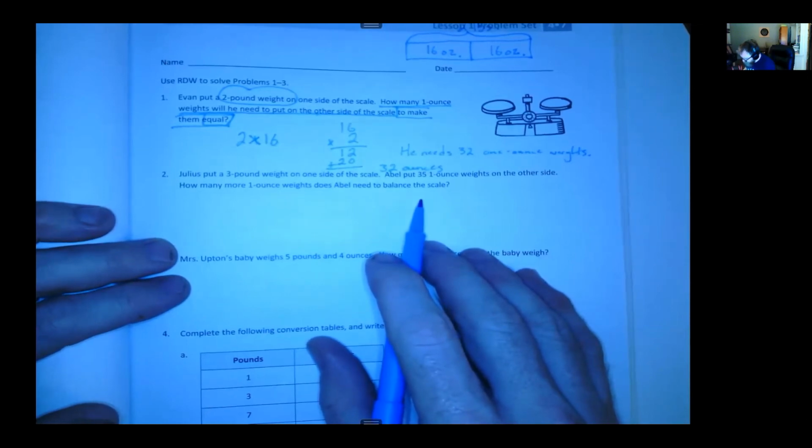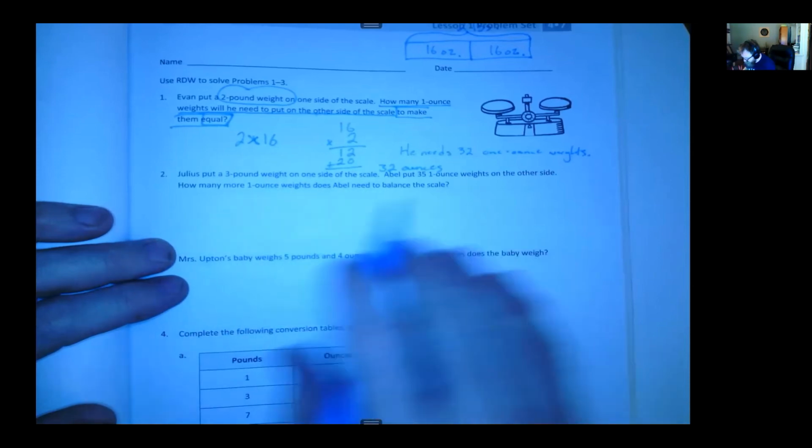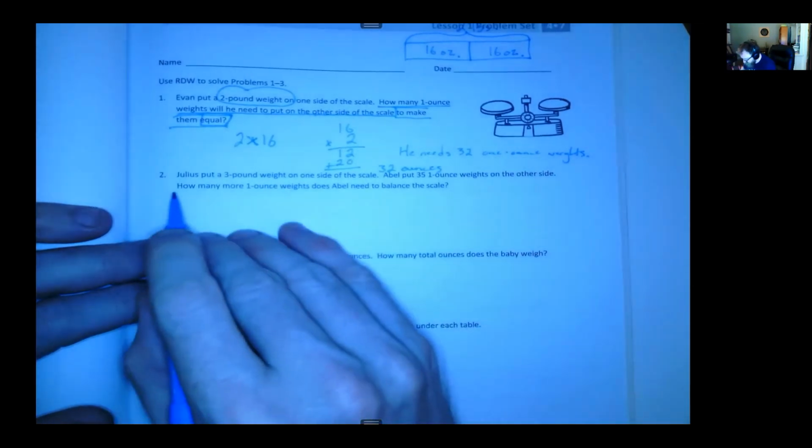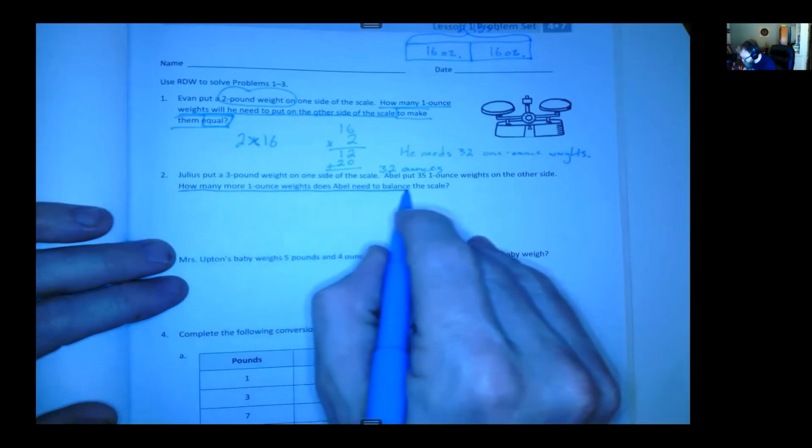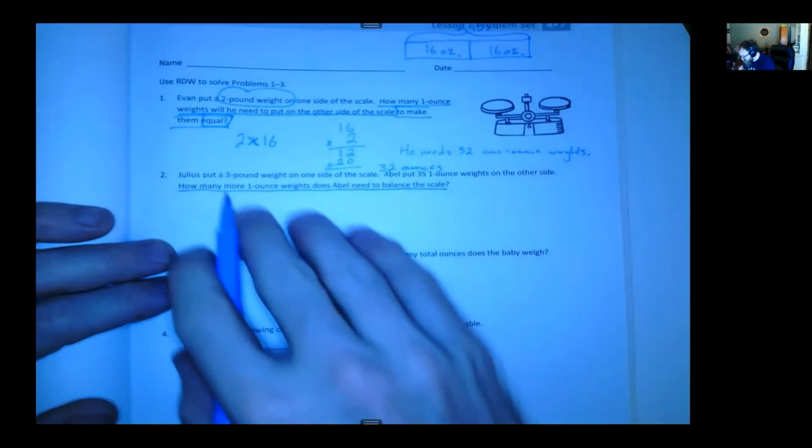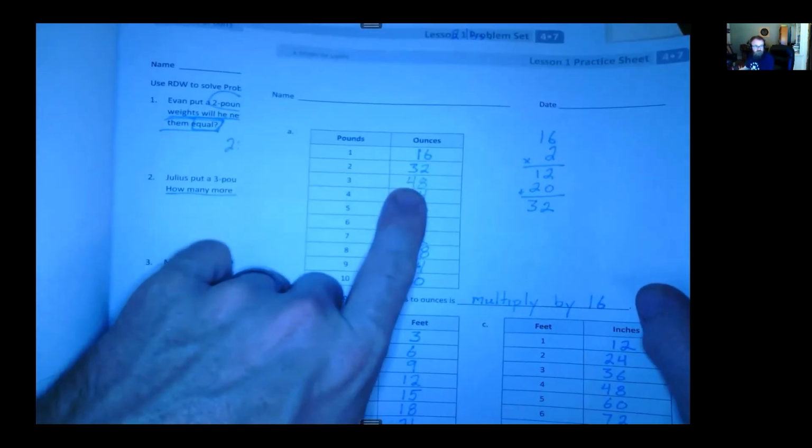So this means right now 3 pounds must be heavier because Abel needs to add more weight to balance the scale. How many more 1-ounce weights does Abel need to balance the scale? Julius has 3 pounds. How many ounces in a pound? 16 ounces in a pound. If you look to your conversion chart, how many ounces in 3 pounds? 3 pounds, 48 ounces.